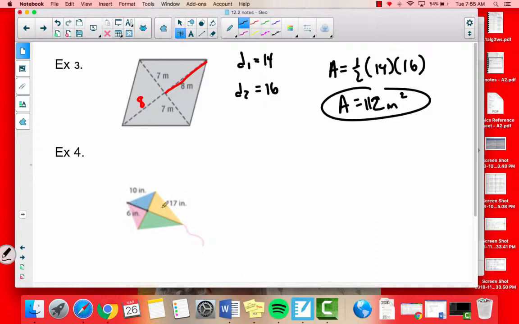Here, they don't tell you much about any of the diagonals of the kite except for this here, but we can figure out parts of our diagonals by using the fact that we've got a right triangle. So we've got to use Pythagorean theorem here. So 10 would be the hypotenuse. So we're going to say 10 squared equals the one leg we know, so that's 6 squared, plus the other leg we don't. And now we could go ahead and solve.